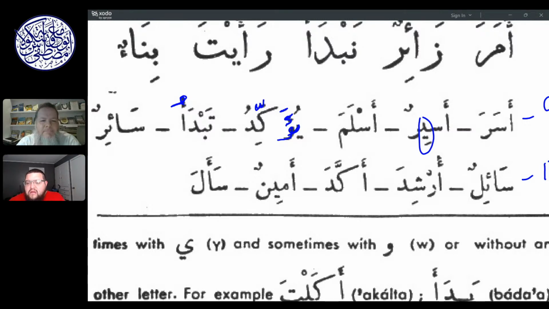Sa'irun. Just say sa'i, because this hamza doesn't necessarily have a sound. Whatever vowel you put on it, that's going to be its sound. Sa'irun. I think it's just throwing me off.